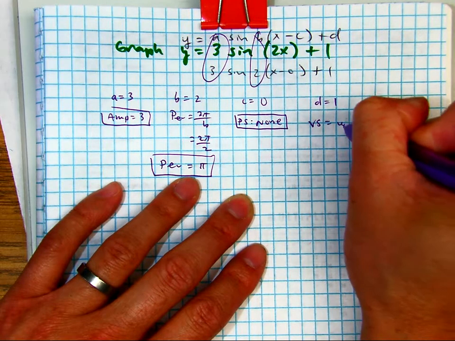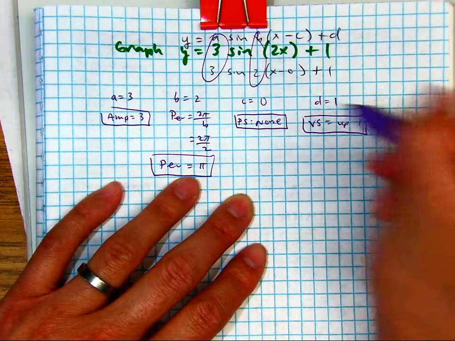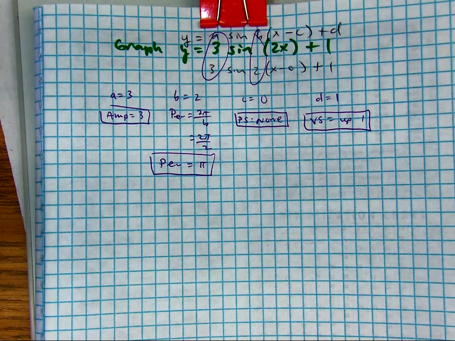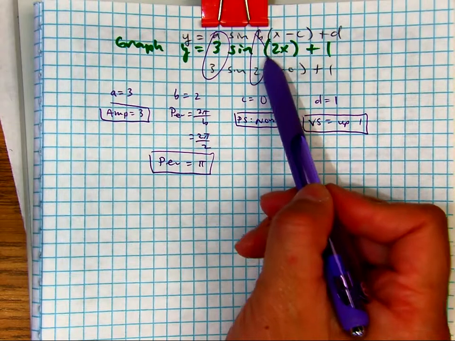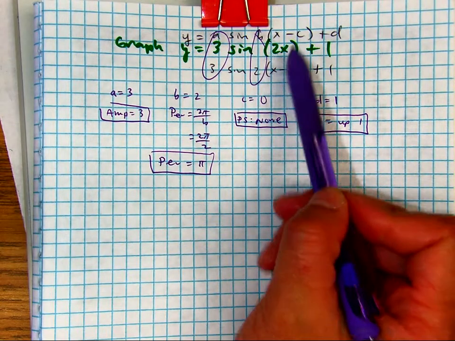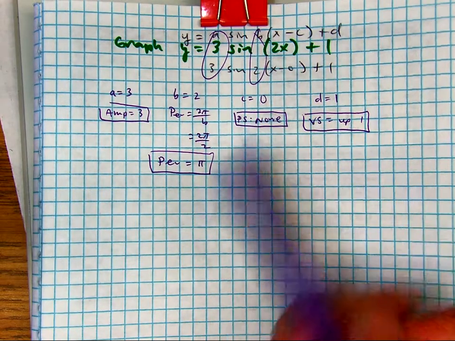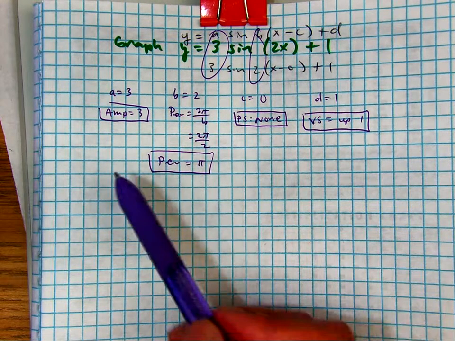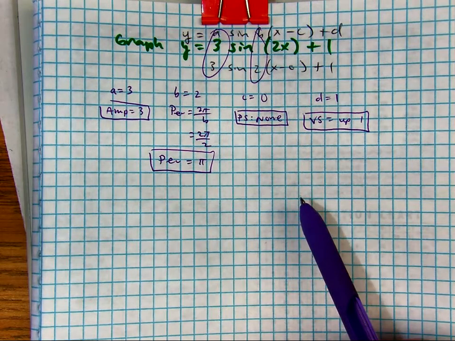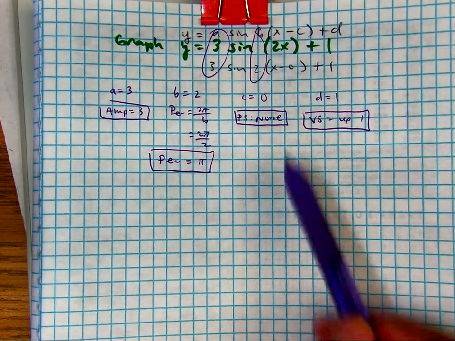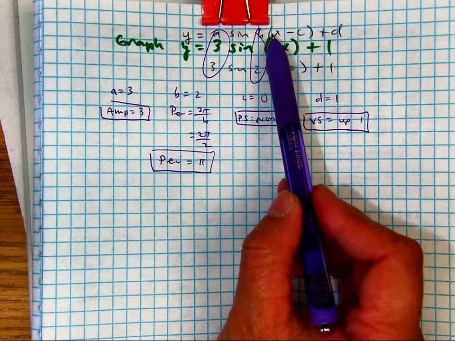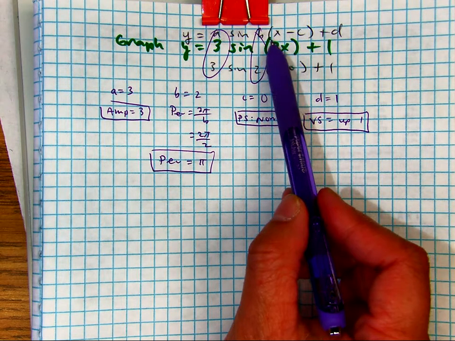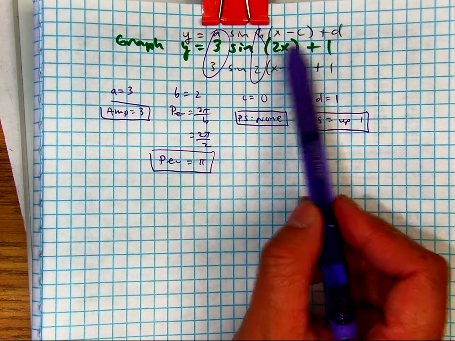Now, although you have parentheses, you do not have a c value, so you do not need to place this between 0 and 2 pi. Okay? Again, if you had something like x minus pi over 4 or x plus pi over 4, then you would have to move it around. Let's find our 5 x values.